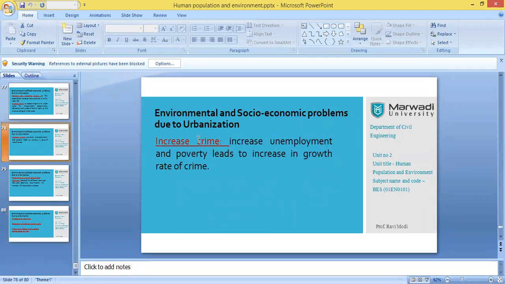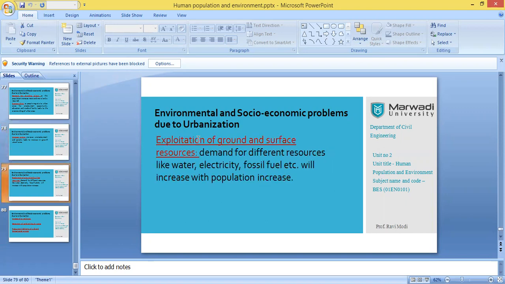Increase in crime. Due to increase in unemployment and poverty, it leads to an increase in the growth rate of crime as well. Again, this is a very important point. Exploitation of the ground and surface resources. Demand for different resources like water, electricity, fossil fuels, etc. will increase as the population increases. As and when the number of people increases, it will directly or indirectly increase the demand for all these basic resources.